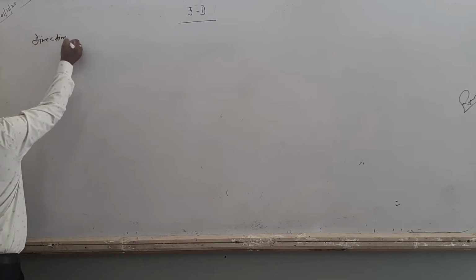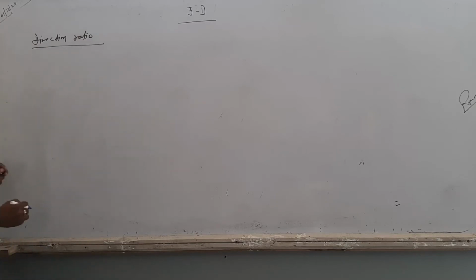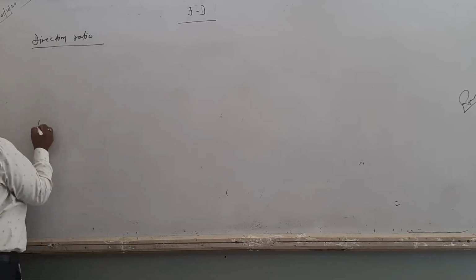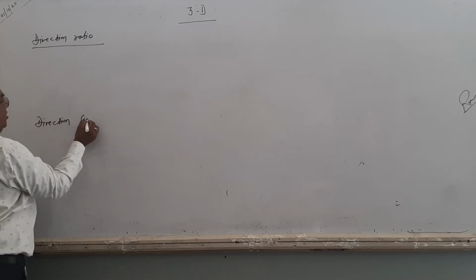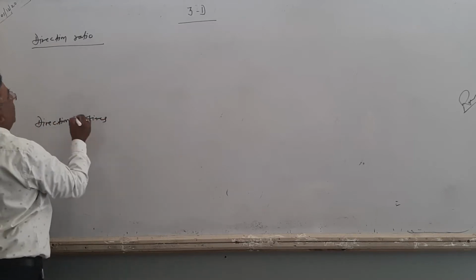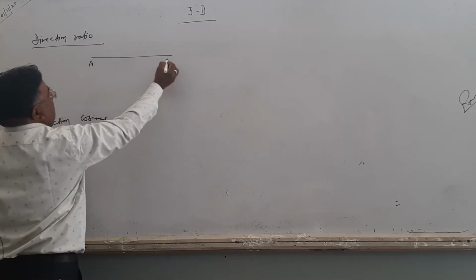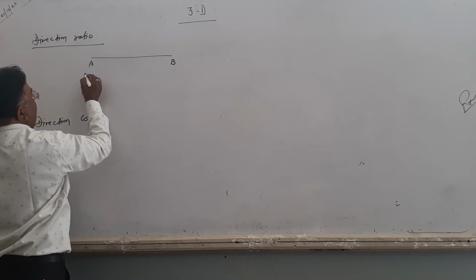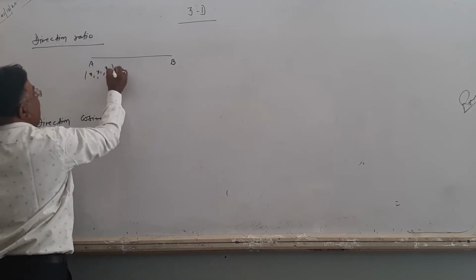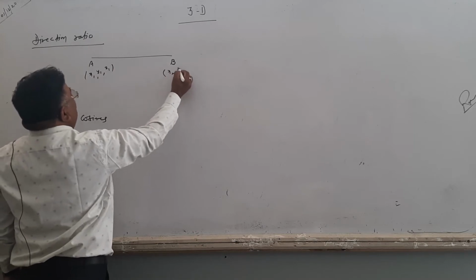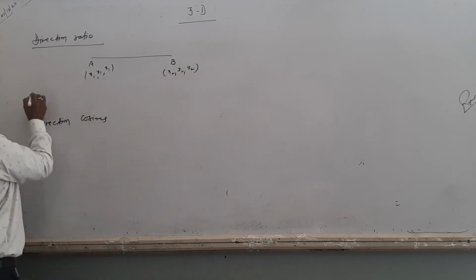Direction ratio is the first topic, and the other topic is direction cosine. Now look, students, in direction ratio, two points are given, and joining two points makes a line. The coordinates of point A are x1, y1 and z1, and the coordinates of point B are x2, y2, z2. Two points are given and now we find the direction ratio.